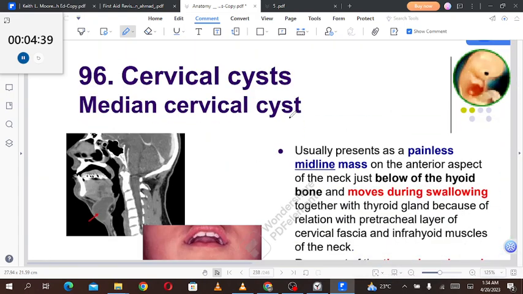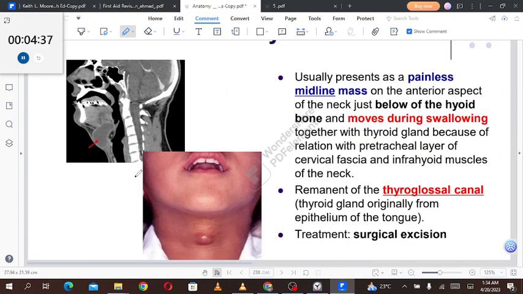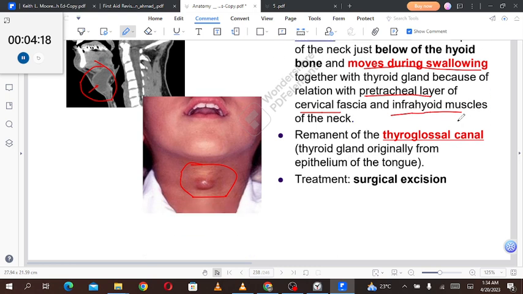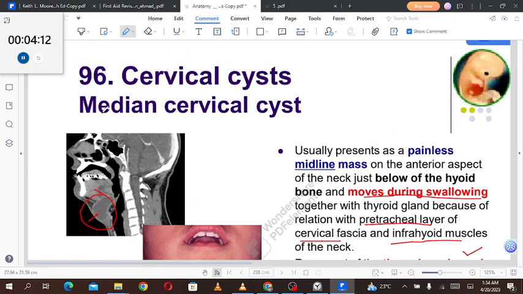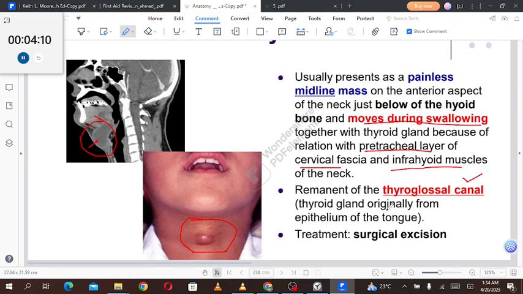Cervical cyst and the median cervical cyst. Here you can see a cervical cyst over here and also over here. It usually presents as a painless midline mass on the anterior aspect of the neck, just below the hyoid bone, and moves during swallowing together with the thyroid gland because of the relationship with the pretracheal layer of the cervical fascia and the infrahyoid muscles of the neck. It is a remnant of the thyroglossal duct. The thyroid gland originally forms in the epithelium of the tongue, so this cervical cyst is a remnant of the thyroglossal duct.